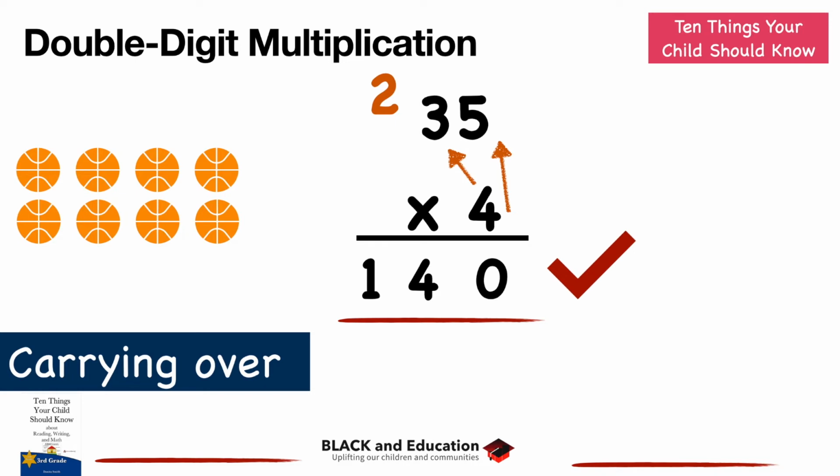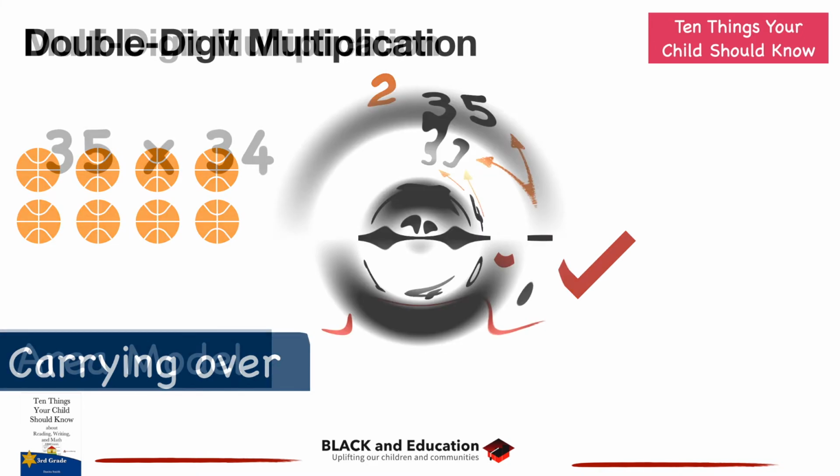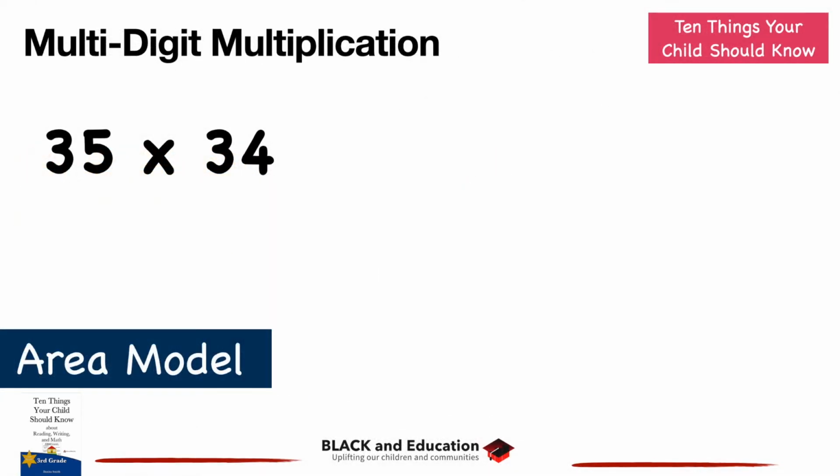So your child's going to learn how to carry over when they do double-digit multiplication, how to handle place value and carrying over. Not only that, sometimes they'll see multi-digit multiplication, and they may have double digits or triple digits in the number. So let's say I have 35 times 34. Sometimes they'll see it represented this way.